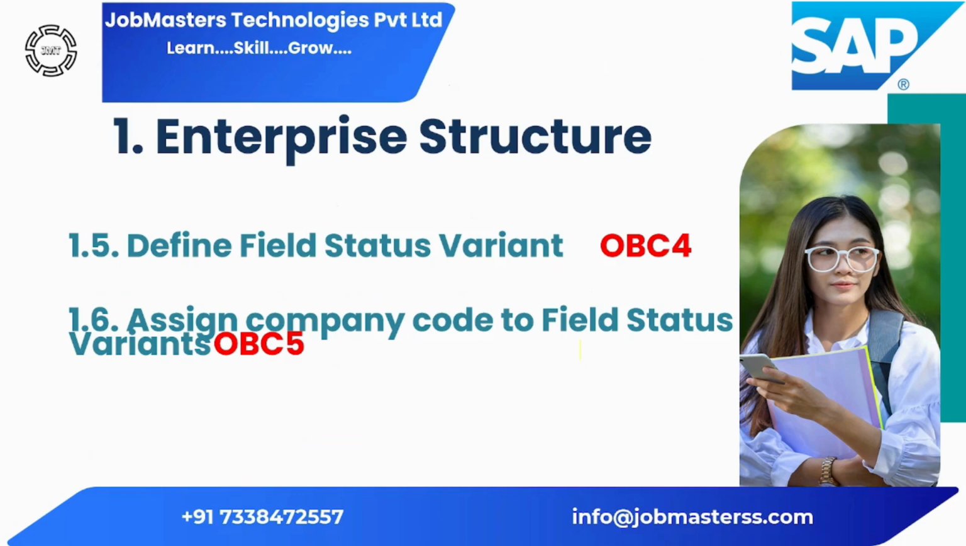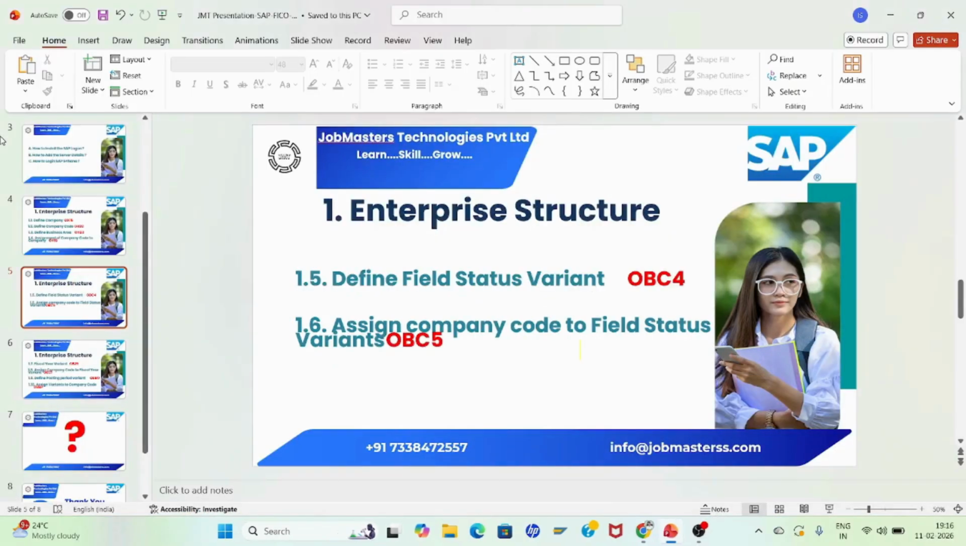Next point, it is assigned to a company code. Please note it down. It is assigned to a company code and contains field status groups which are linked to GL accounts. For example, for an expense GL account, we may require amount and cost center, but for a revenue GL account, you might suppress cost center. This is an example. So let's go to the SAP system.